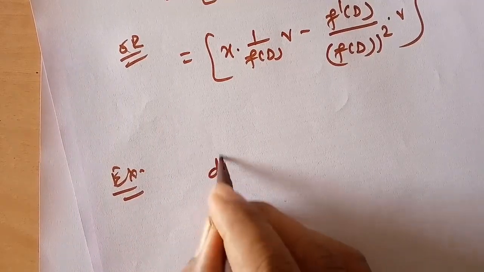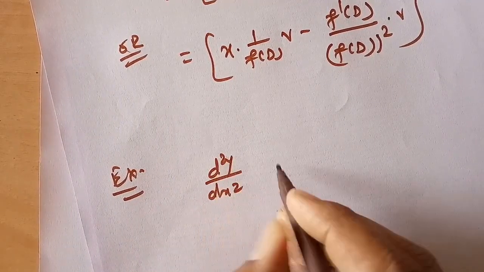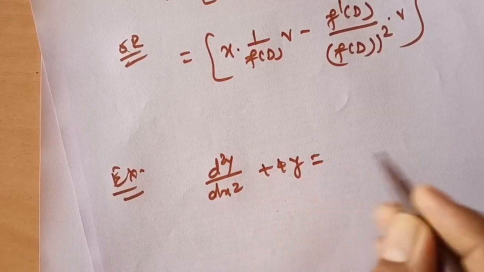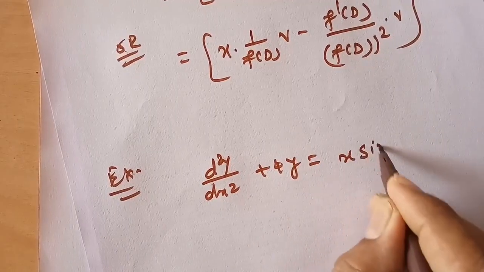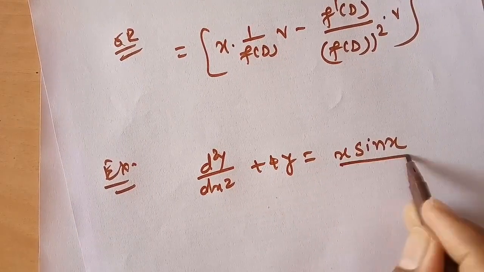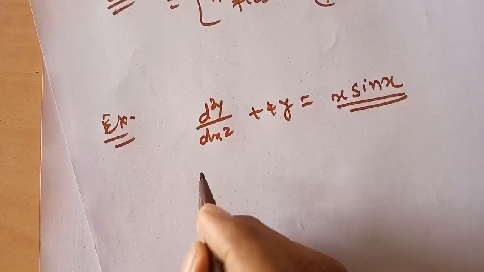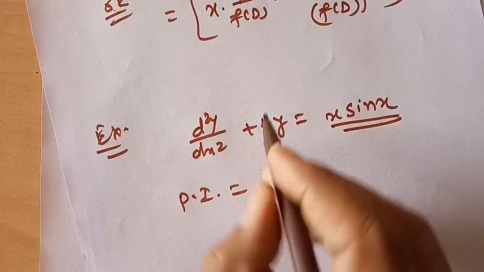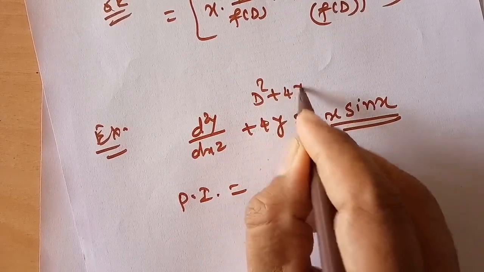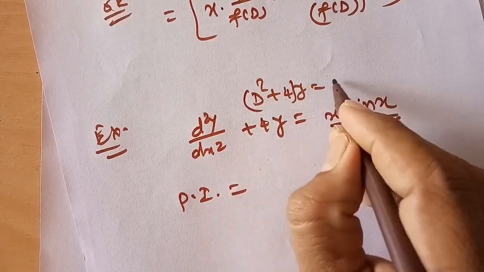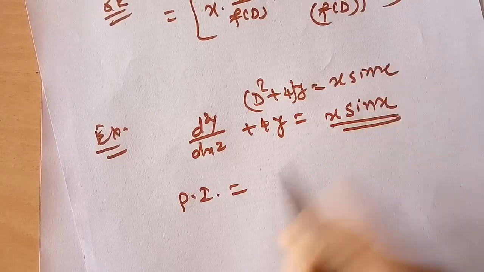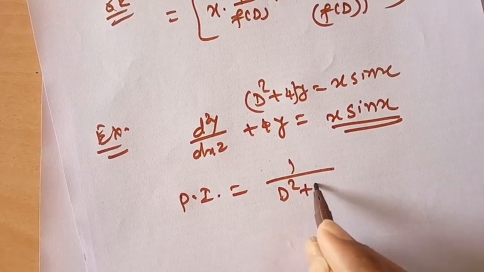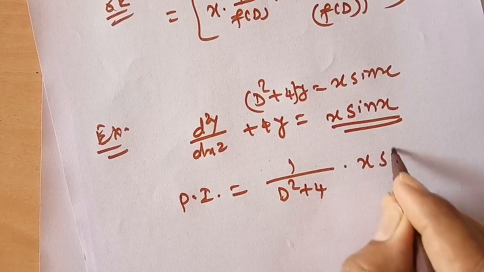If my function is d²y/dx² + 4y = x sin x, now here this is x into sin x. I will find PI for this. Here I will write this function as (D² + 4)y = x sin x. Therefore my f(D) is D² + 4, and the right side is x sin x.